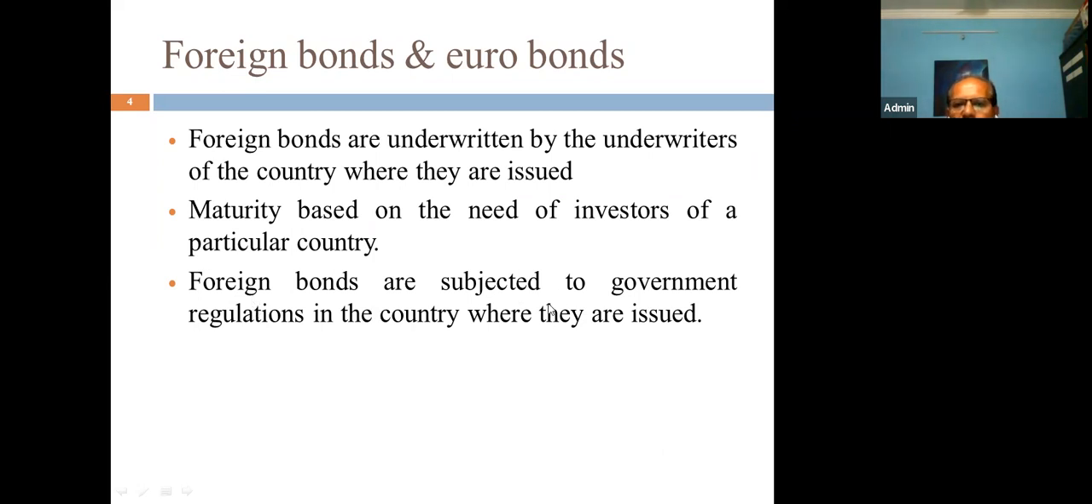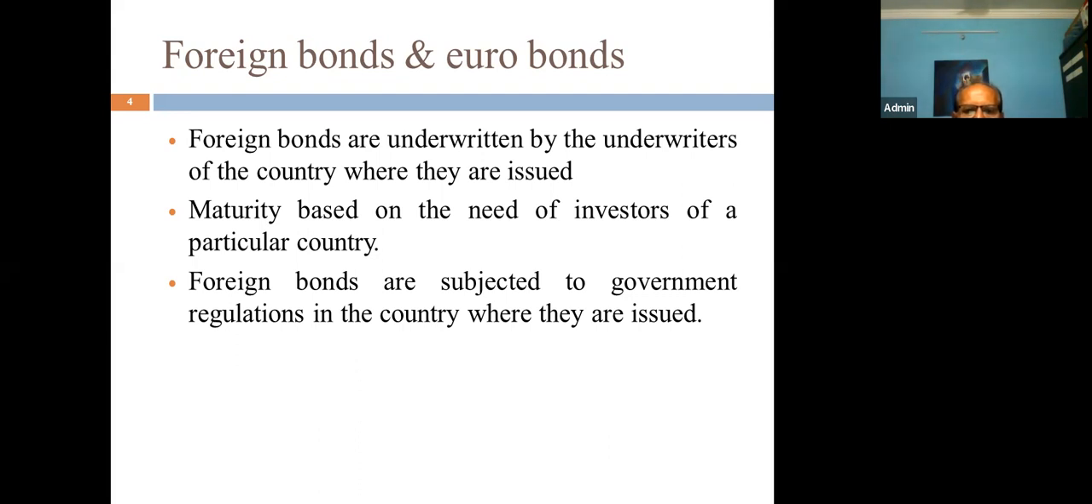Foreign bonds are subjected to government regulations in the country where they are issued. Of course, this is one of the very important clauses. Whatever foreign bonds are issued by a foreign company, they will observe the rules and regulations of their country and not the investor country. Suppose foreign bonds are issued by an American company, the company will observe American rules and not Indian rules or say Bangladesh rules, because the company belongs to America, so they will follow American rules.